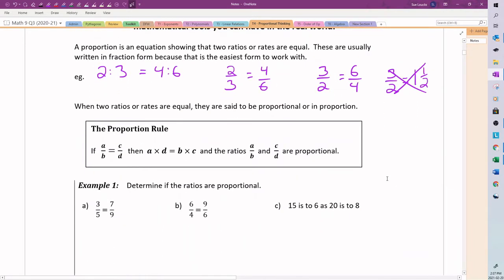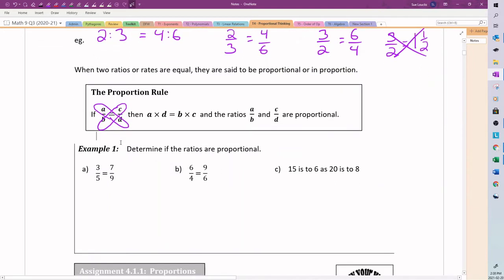And we do have this proportion rule, which basically says that if I multiply these two numbers, it's the same as if I multiplied these two numbers. So A times D equals B times C. If that's true, then the ratios are proportional. And if the ratios are proportional, then A times D equals B times C. So we're going to start with some examples just determining if the ratios are proportional.